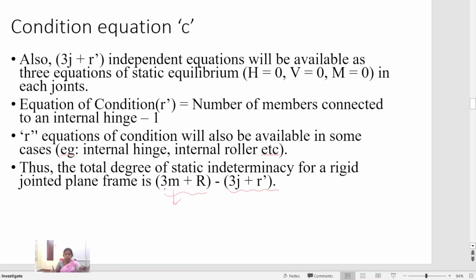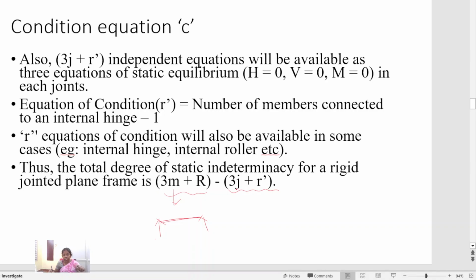One is axial force, another is shear force, another is bending moment for each member. Every member has three components. That is why 3m, and r is the support reaction. We have to add all these to get 3m plus r.